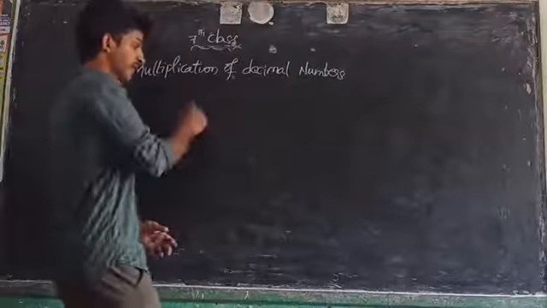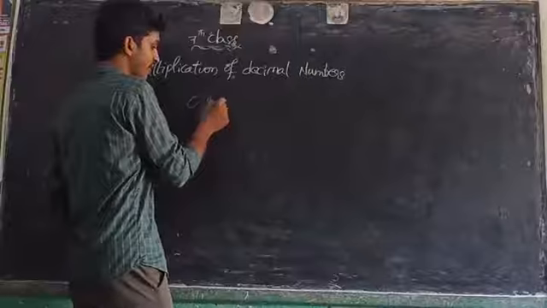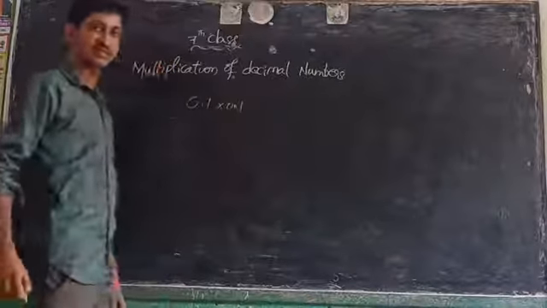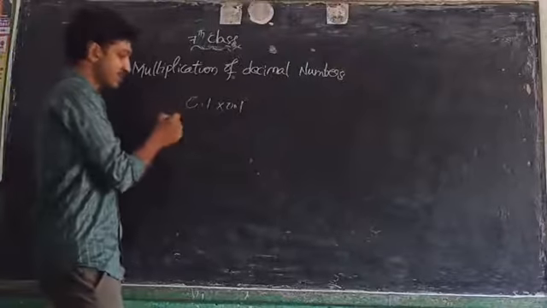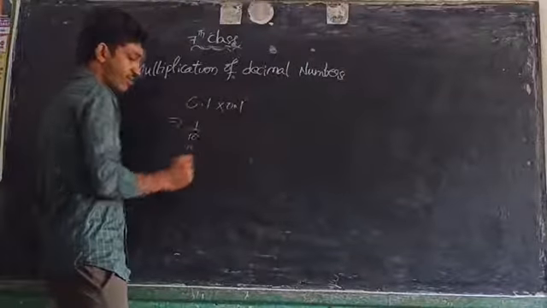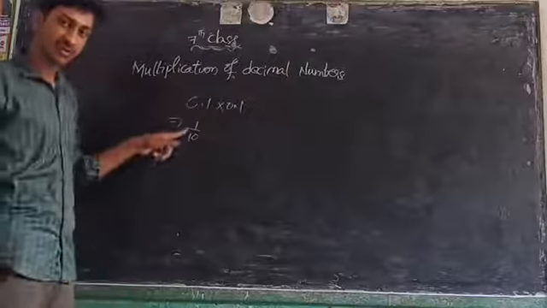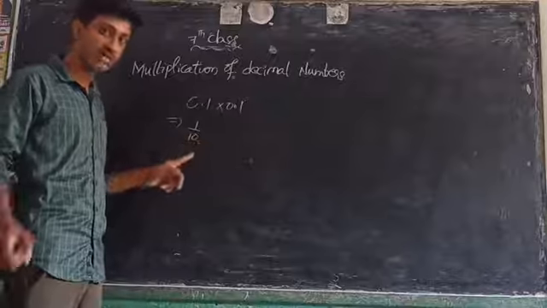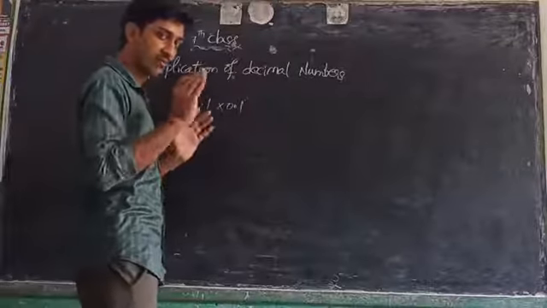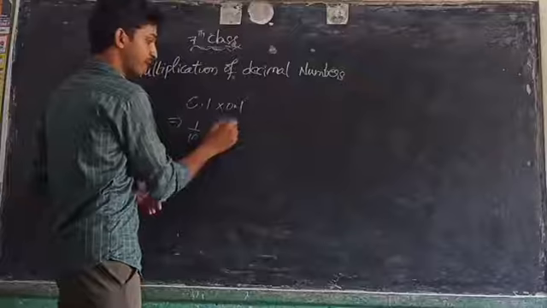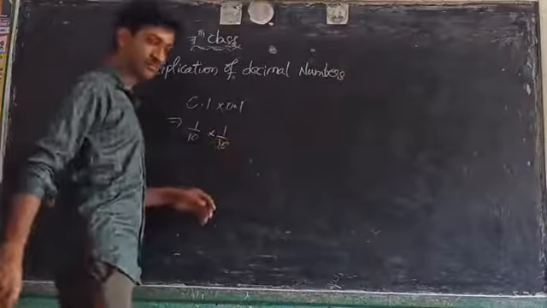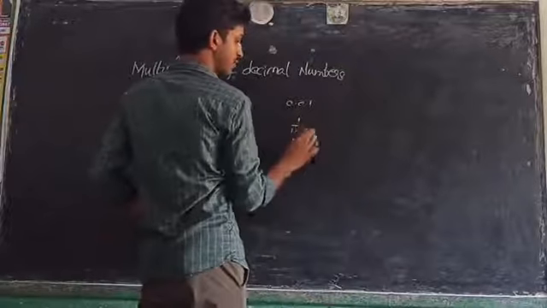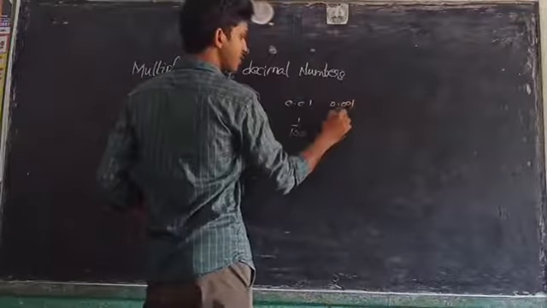So I am taking an example of 0.1 into 0.2. How to multiply two decimal numbers? We can write 0.1 as 1 by 10. Children, after the decimal point, after one point we have to place 1. So 0.1 means 1 by 10, and 0.01 means 1 by 100. 0.001 means 1 by 1000.